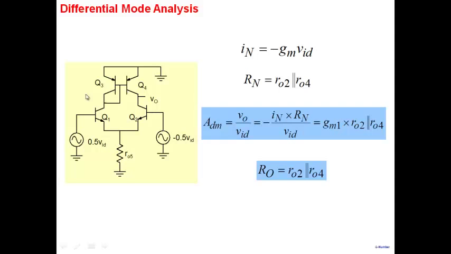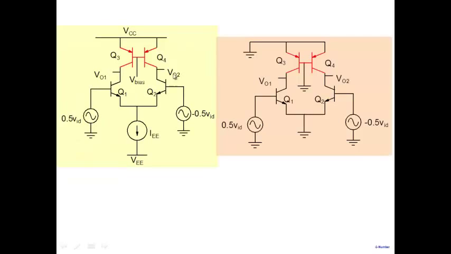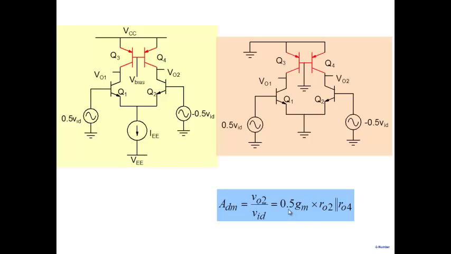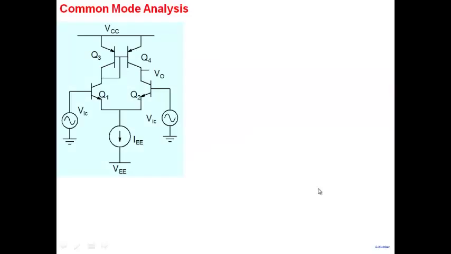You can do the analysis of this stage and you'll find it's 0.5 GM R02 parallel R04. Go back and see. This one was giving us GM R02 parallel R04, while this one with the separate bias gives you 0.5 GM R02 parallel R04. The gain of this particular stage is half as compared to the stage that we are talking about. This is fairly easy. If you sit down, you can easily calculate and show this.